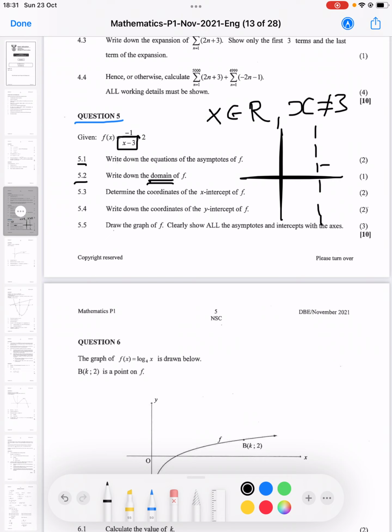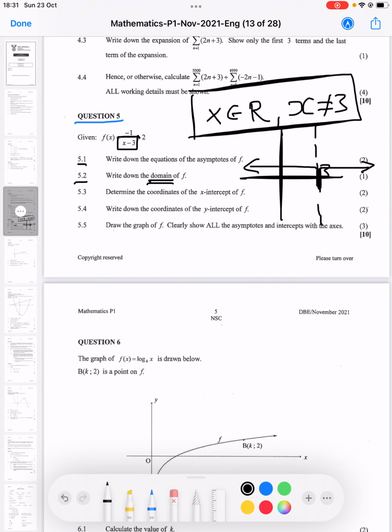So whatever from 3 in that direction, and again whatever from 3 in that direction, but not that point where x is equal to 3. That's what you mean by saying x is an element of real numbers, but not where x is equal to that. So if it was 7 there, you would still do the same and say x not equal to 7. If it was positive 3, then x is not equal to negative 3.